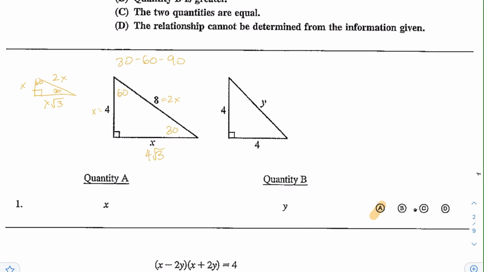The one on the right is a 45, 45, 90 right triangle, or an isosceles right triangle. And these follow a ratio of x, x, and x root 2. So in this case, the x is 4, and the hypotenuse is going to be 4 root 2. So what you're really comparing is 4 times root 3 versus 4 times root 2. And here, root 3 is greater than root 2. So we know that column A has to be greater because the 4 is the same. So the answer is going to be choice A.